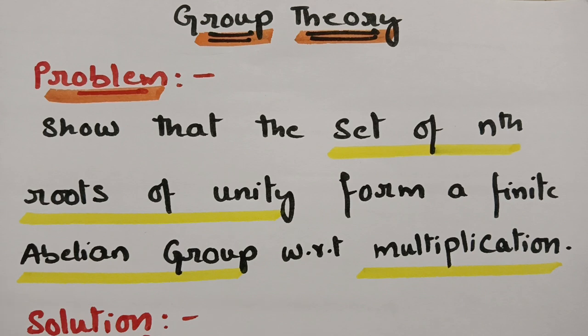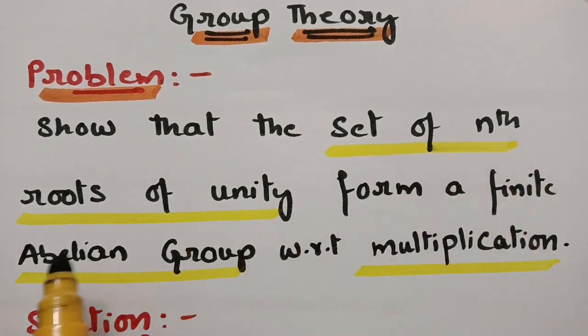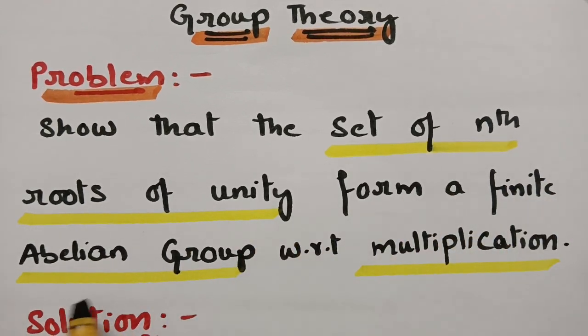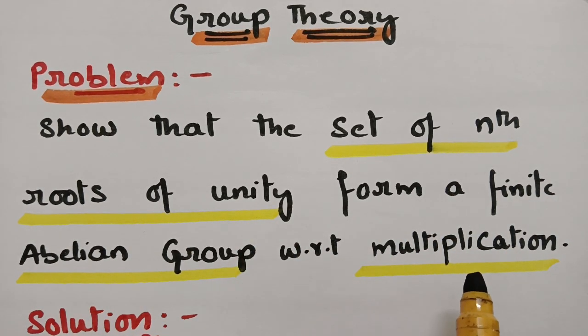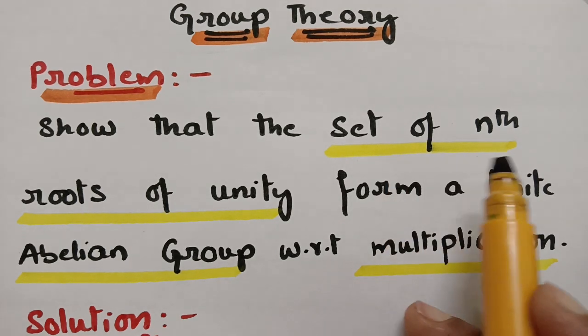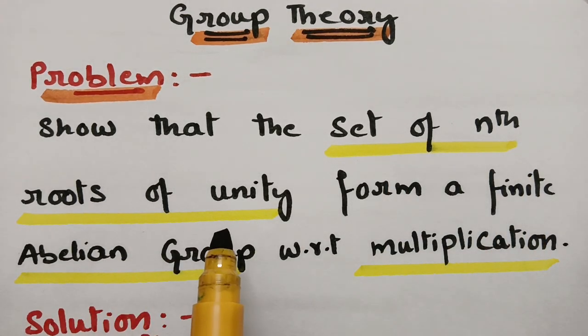And let's move on to today's video on group theory. So here is the most important problem. So what is the problem here? Show that the set of nth roots of unity form a finite abelian group with respect to multiplication. So we have to find the algebraic structure. What is the set here? The set is nothing but the set of all nth roots of unity.